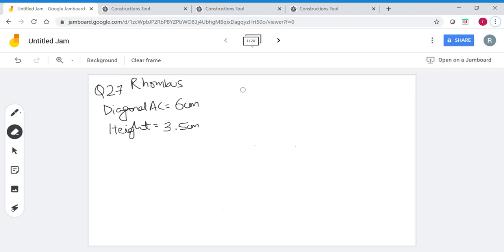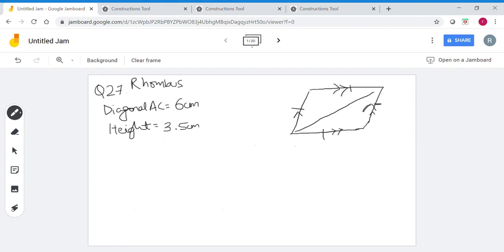Hi guys, let's move on to the next question. Question number 27. Again, construct a rhombus with one diagonal given as 6 centimeter and the height given as 3.5. So let's first draw a rough diagram. If this is my rhombus, all four sides are equal, opposite sides are parallel. This is what I know.